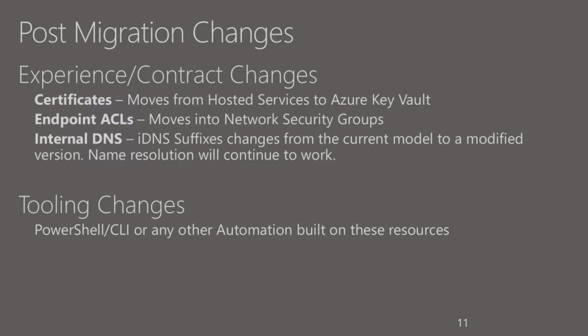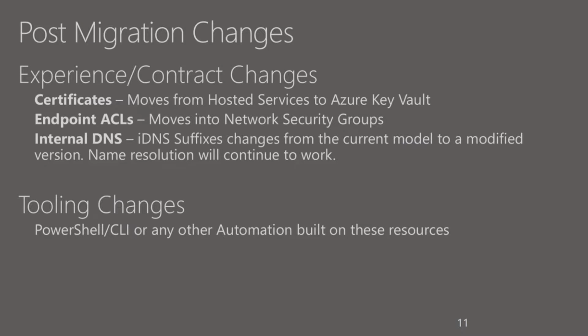Now, after migration, there's just a few things that do change. Certificates specifically, so in Classic, again, it's that monolithic model. The certificates are replicated into Key Vault. So Azure Key Vault is a solution in Azure Resource Manager where your certificates and secrets can be backed by a hardware HSM. It's a much more reliable solution. So those are pulled out of the cloud service and moved into Key Vault.